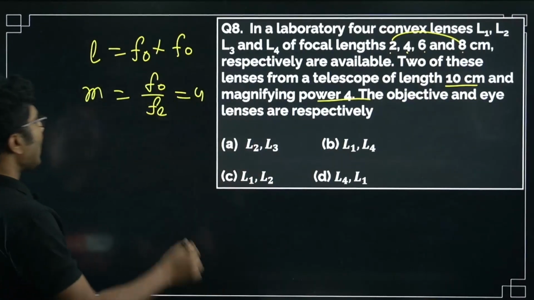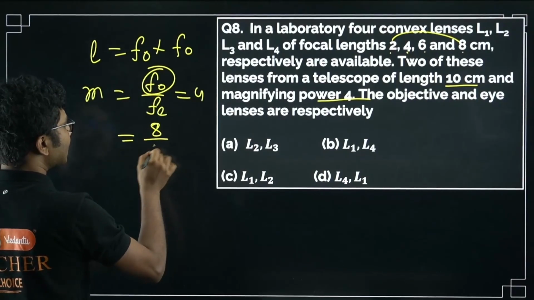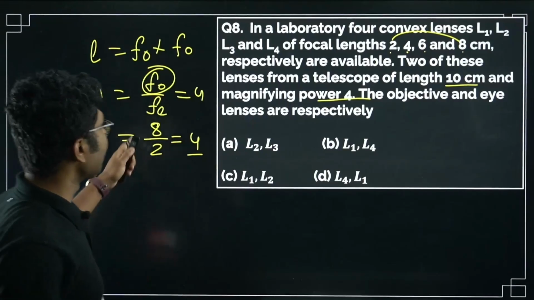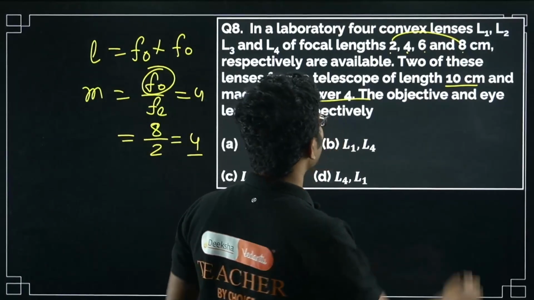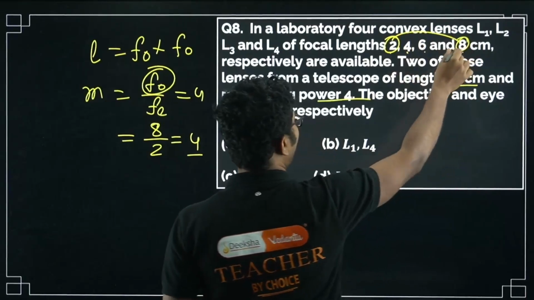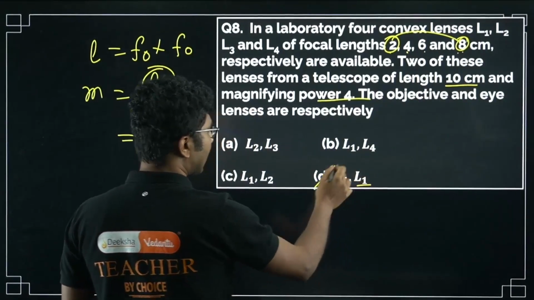So 2 and 8, if you take objective lens as 8 and eyepiece lens as 2, then the magnification will be 4. So definitely you will consider this as objective and this as eyepiece. So objective is L4 and eyepiece is L1. So correct answer is option D.